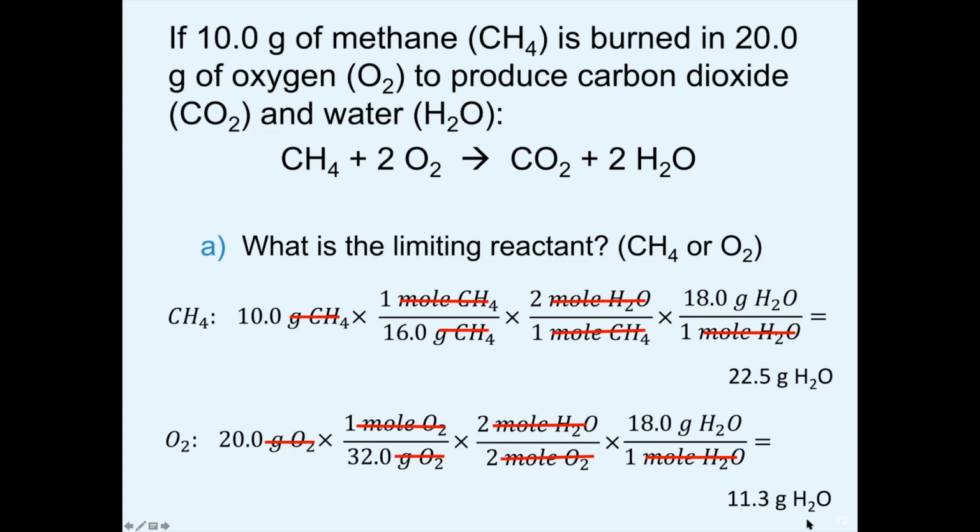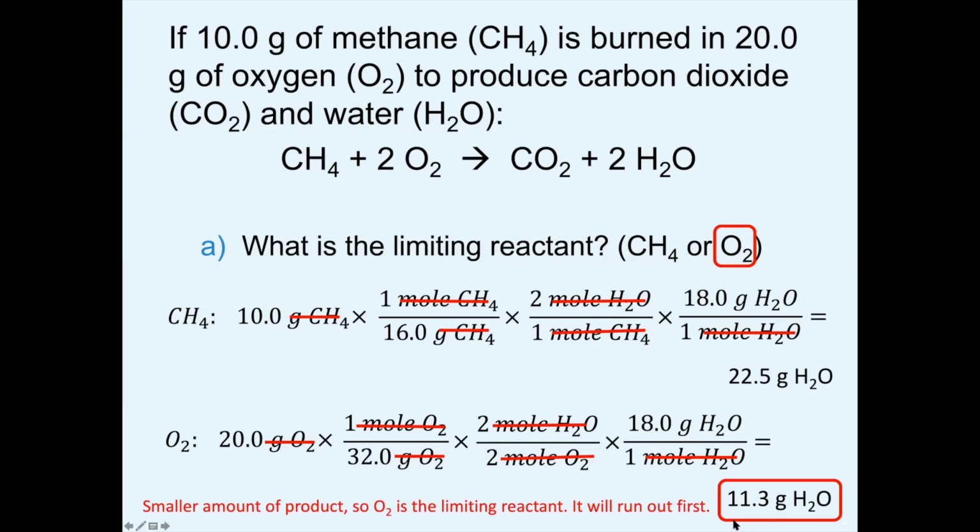Because that is the smaller number, that means that oxygen is going to run out first. Oxygen runs out first. It's the limiting reactant. And the other thing that's nice is this identifies the theoretical yield. So the maximum amount of water we can expect is 11.3 grams. And so that's really the answer to the next question.